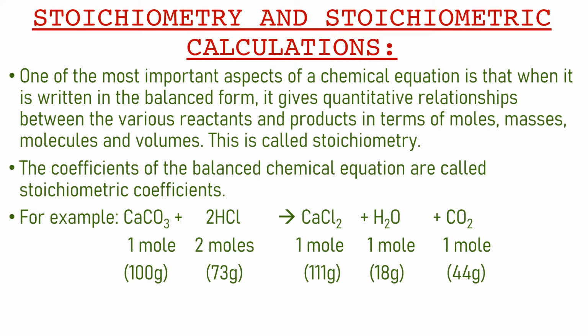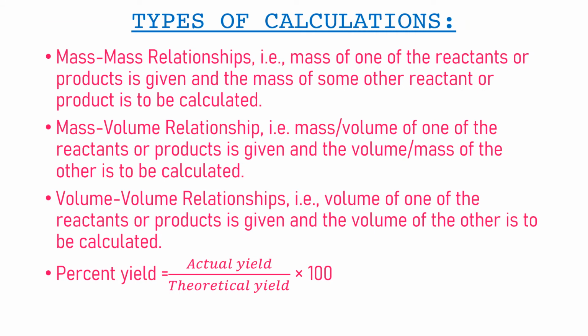The quantitative information conveyed by a chemical equation helps in a number of calculations. The problems involving these calculations may be classified into the following different types. This is the balanced chemical equation and we can conclude the two things. Now the types of calculation. First one is mass-mass relationship.